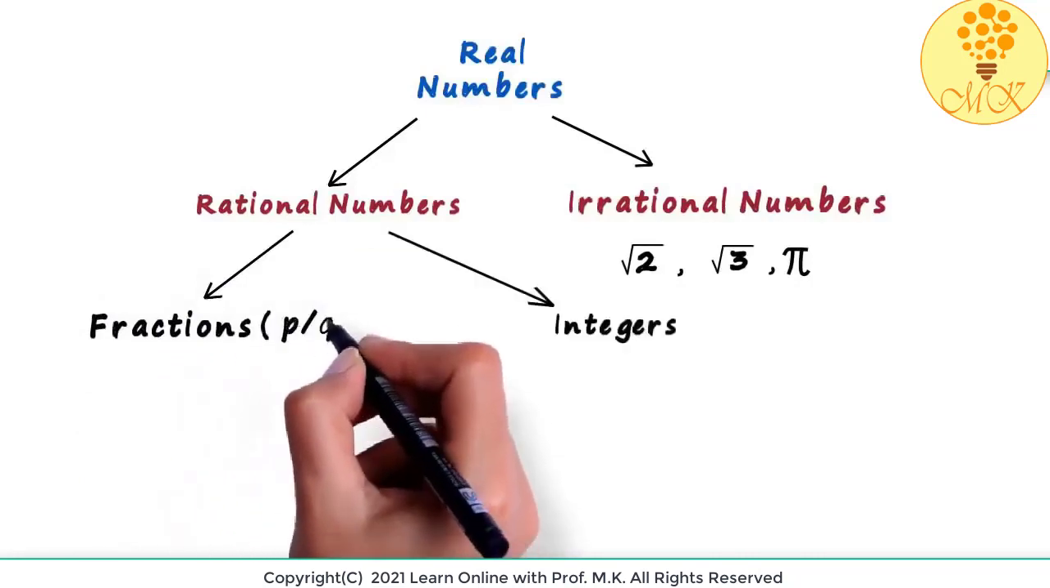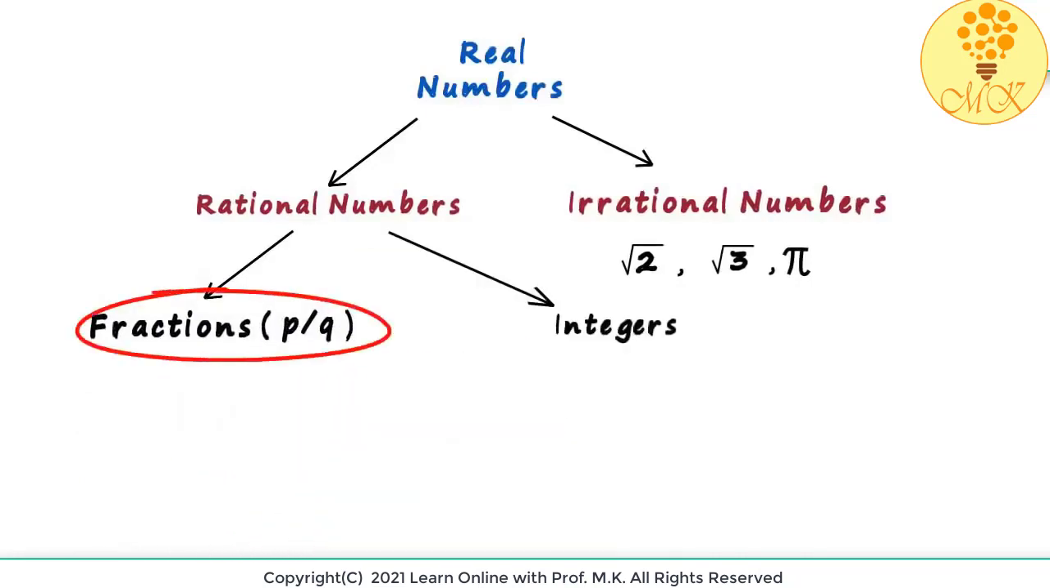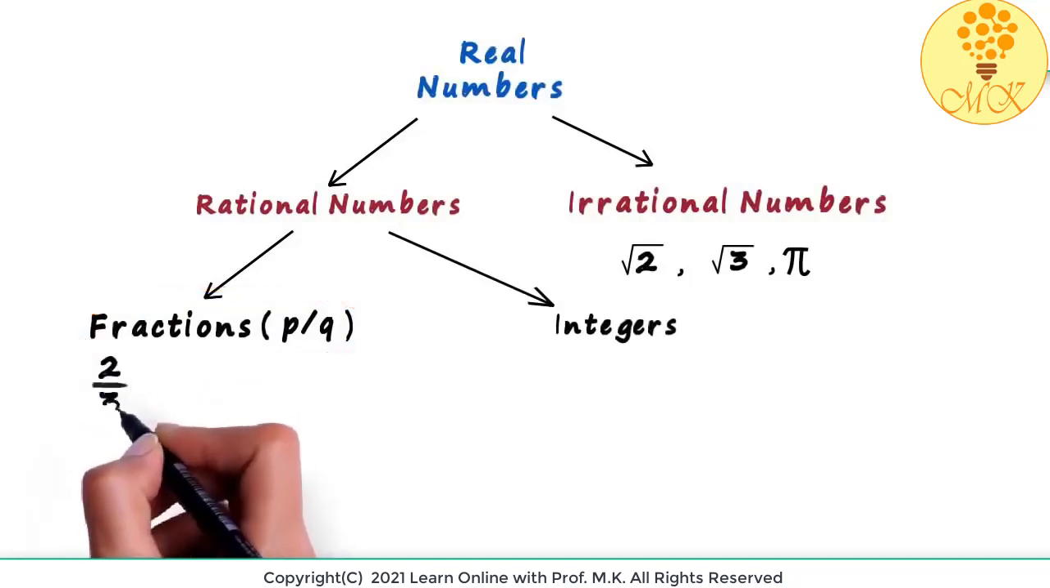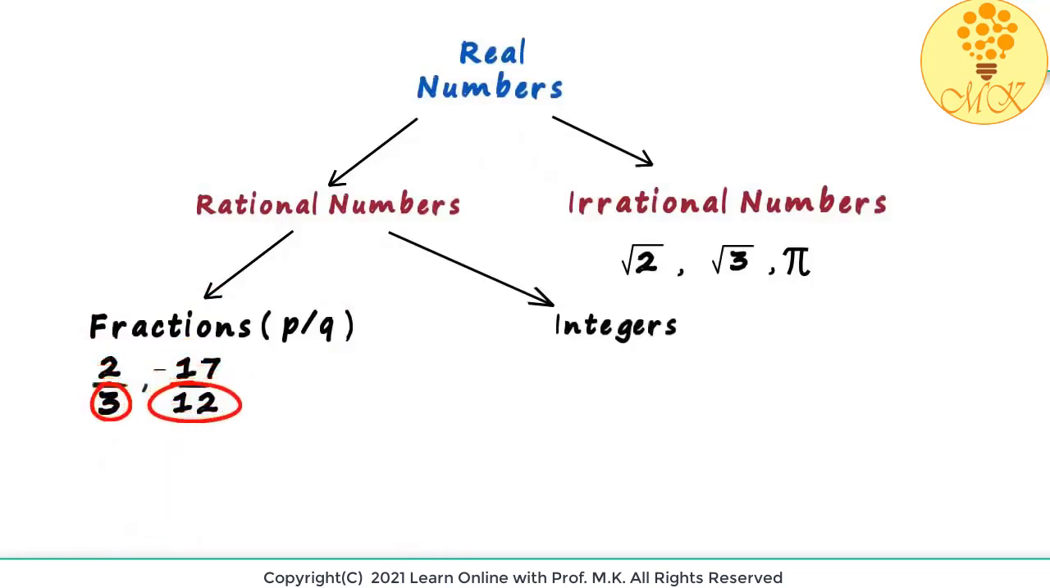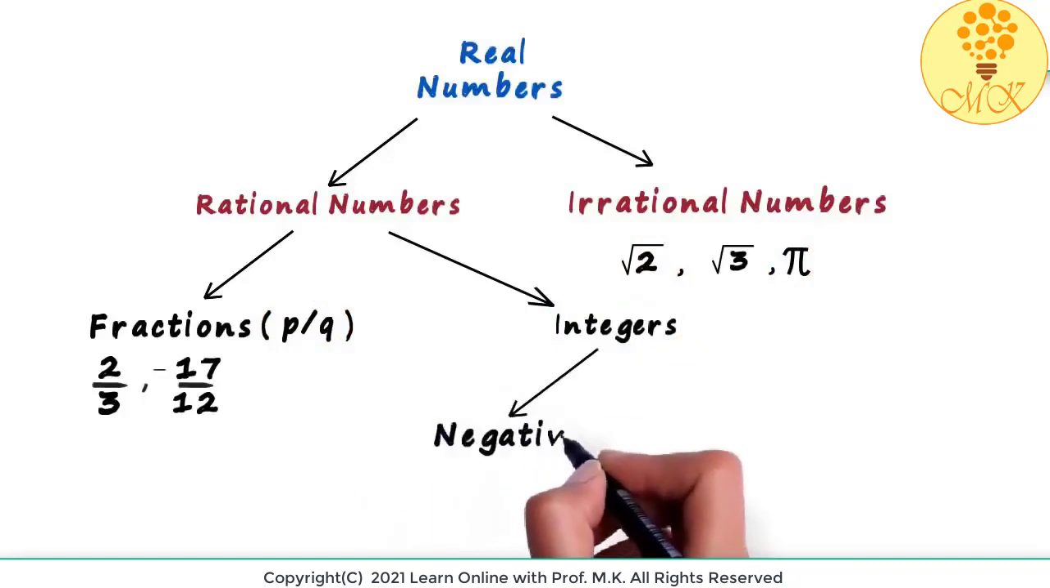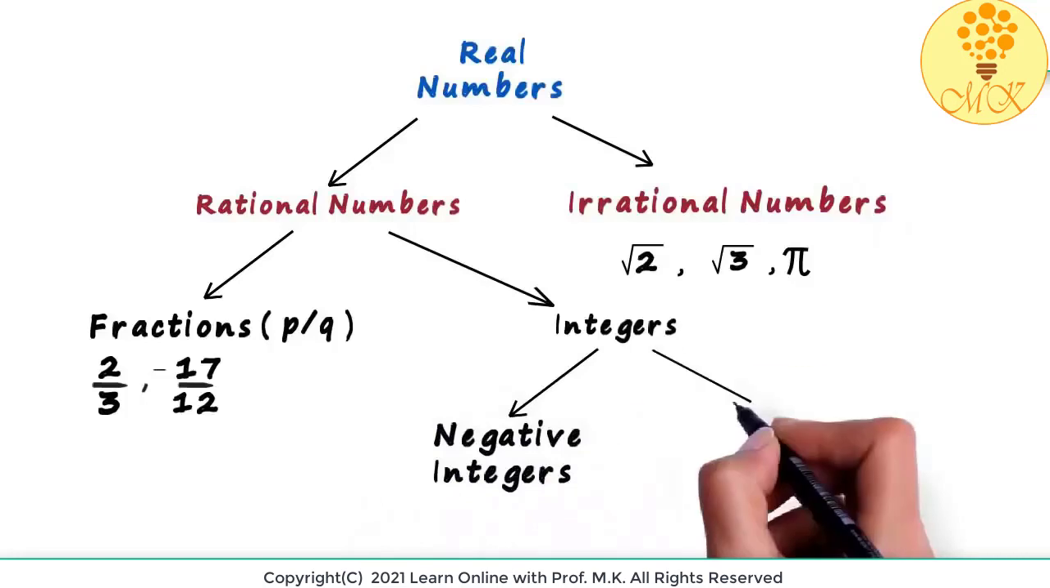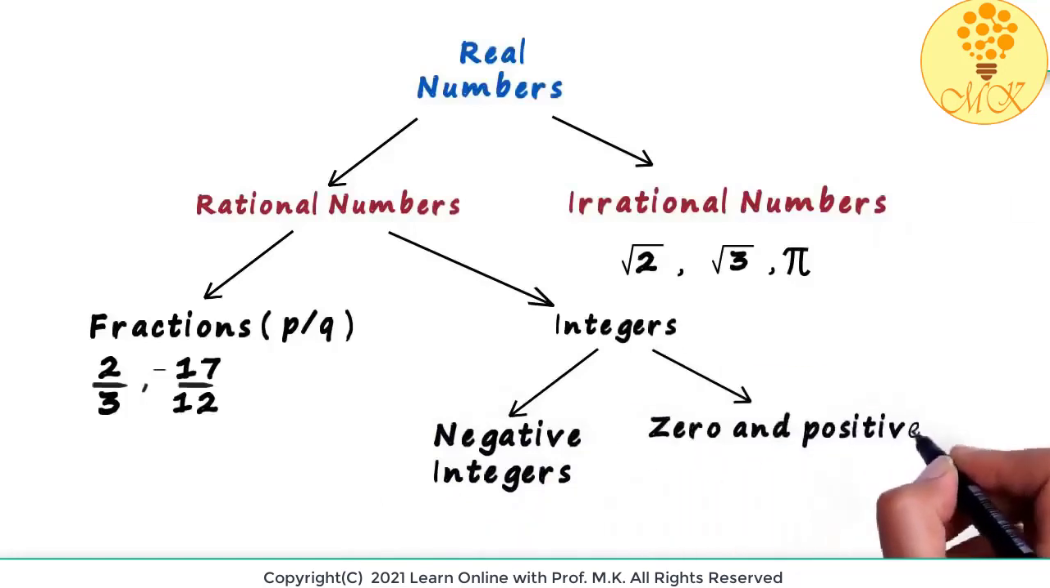And rational numbers are broadly classified into two types. Fractions are in the form p by q. Fractions are sometimes referred to as non-integers. They are numbers like 2 by 3 or minus 17 by 12. The numerator and the denominator have to be integers. P and q cannot be anything like root 2 or pi. Integers are basically fractions with denominator as 1. They are also broadly divided into two categories: negative integers, and the second category is 0 and positive integers.